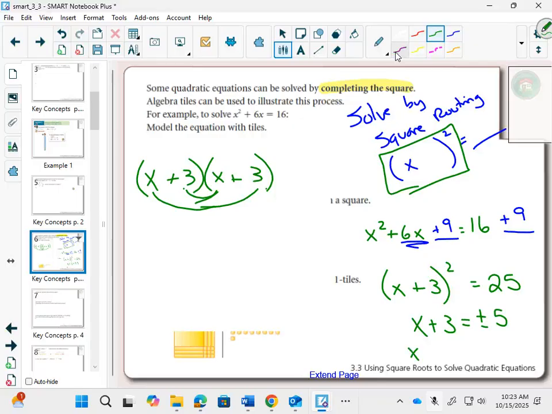So if I move the 3 over, negative 3 plus 5 would be 2, and negative 3 minus 5 would be negative 8. Those are my two answers. And this method I call solve by square rooting. A lot of people use this completing the square because from this to this, you had something that wasn't a perfect square and you had to complete it by adding the 9. So that's where the words completing the square come from. What do we have to do, mental math-wise? We have to be really good at foiling things out.